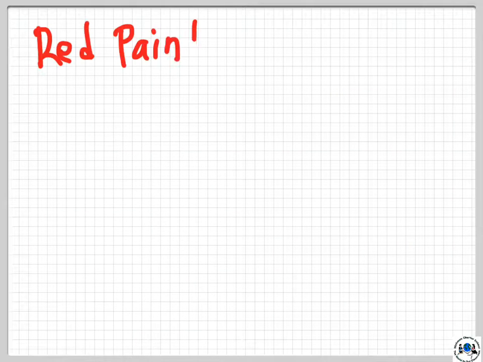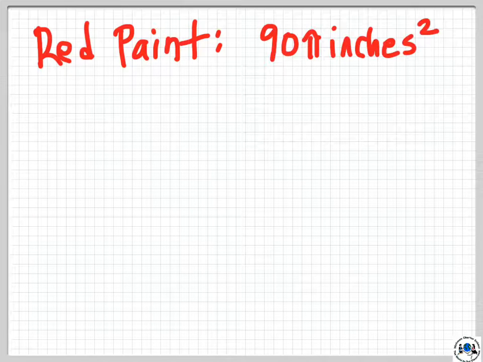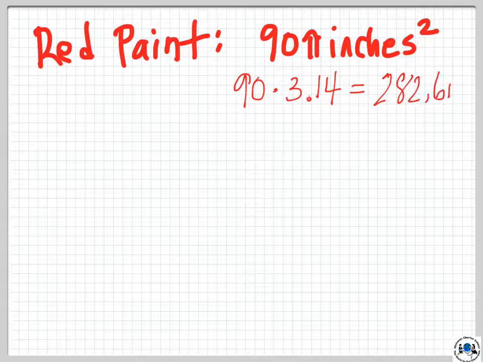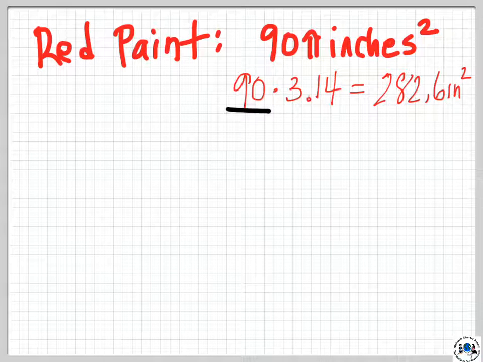So if I move ahead here now, let's go ahead and work with the red paint only. What I know about the red paint is that I need 90 pi inches squared per target. So let me plug in my 3.14 for pi. The reason I can do this here is because I've already done my radius squaring, and that's where my 90 comes from. So that is actually 282.6 inches squared, which is a great number, but what we know is that each can of paint holds enough paint to cover 16 square feet.